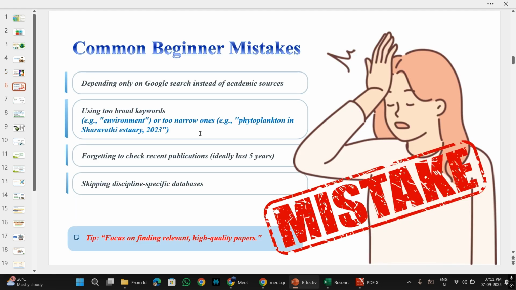Now, what are the common mistakes that we often make as beginners? Those of us who must have spent enough years in research must have already identified the mistakes they were making, and then they will escape them. But how about us beginners? So the common mistakes that we make: depending only on Google search.